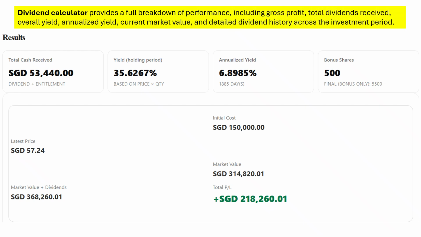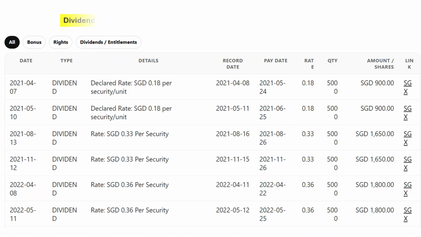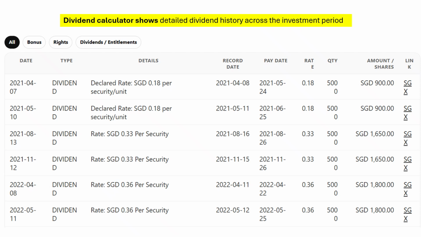Dividend calculator provides a full breakdown of performance, including gross profit, total dividends received, overall yield, annualized yield, current market value, and detailed dividend history across the investment period.